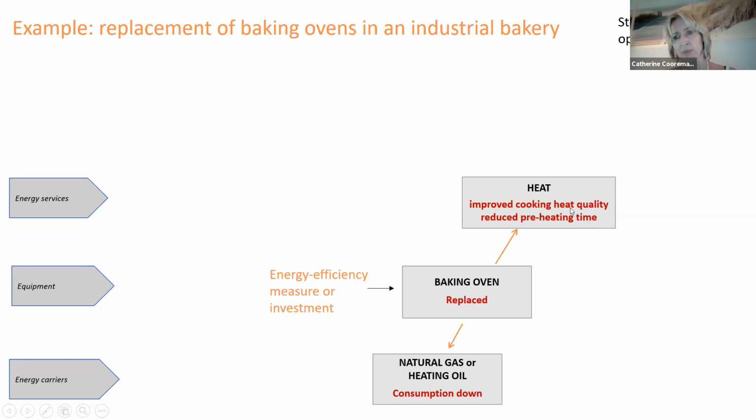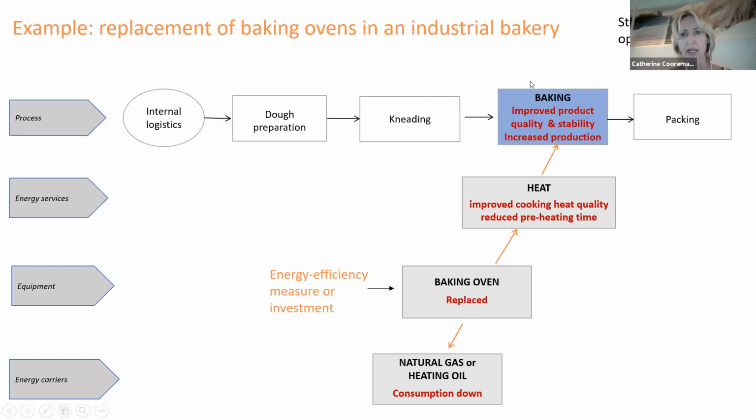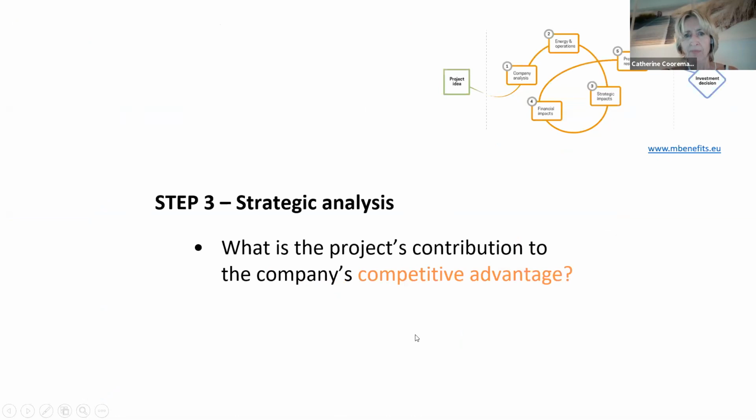So you see that we really need to change, to enlarge the approach. Because for the company, this change in oven will improve the product quality and stability and could even increase production. And this is much, much more important than just a decrease in energy consumption.